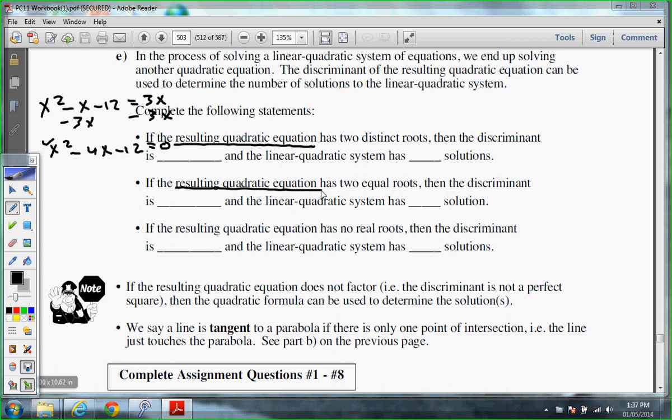So what it says on the first one is if it has 2 distinct roots, go back to your discriminant rules. If you have 2 distinct roots, then you would have a positive discriminant with 2 solutions. If it was 2 equal roots, like the one we had earlier, just 2, then you'd have 0 for your discriminant, 1 solution. If it has no real roots, that'd be a negative discriminant, which would be 0 solutions. And that is everything for Unit 4, Lesson 1.